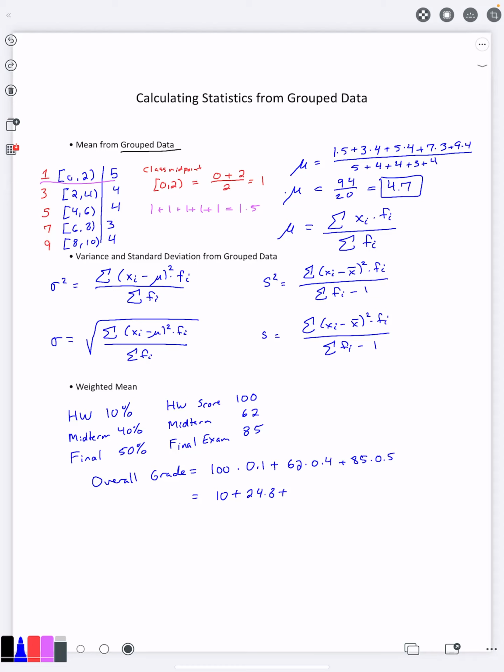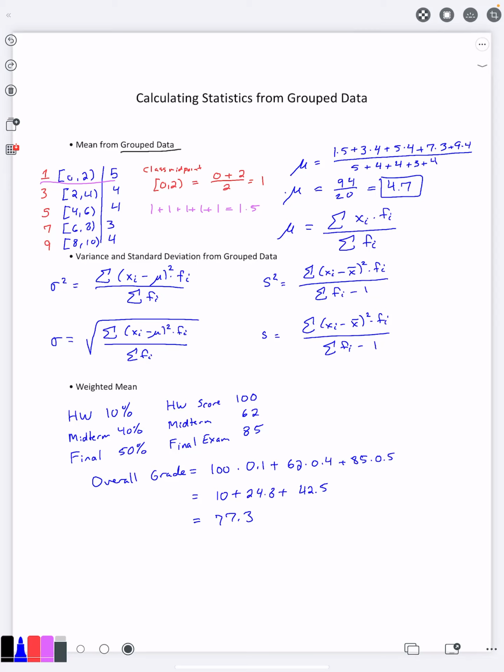And then 85 times 0.5, I'm getting 42.5. And if we add these three things up here, 10 plus 24.8 plus 42.5, turns out the overall grade was a 77.3, so they only got a C, not the B they wanted.